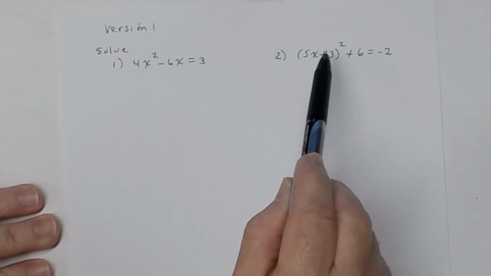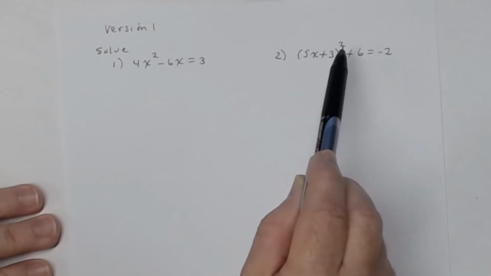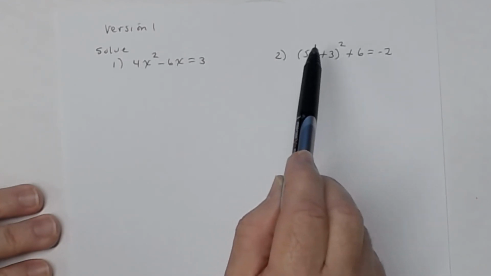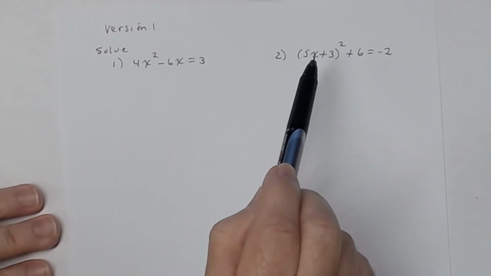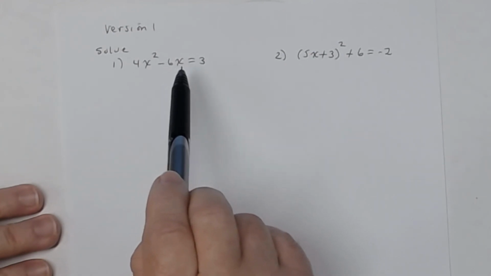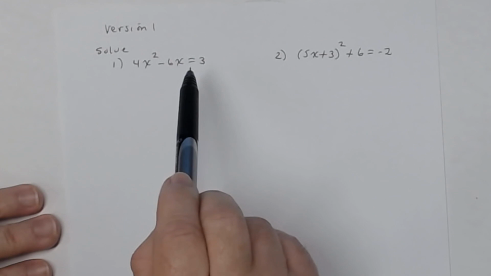This one here, you'll notice that you have the variable expression that's in parentheses and is being squared. So at the end, it will be a lot quicker just to go ahead and take the square root of both sides to get rid of that exponent 2. So that's why we're going to use the square root property here. Over here, let's go ahead and use the quadratic formula to solve this quadratic equation.